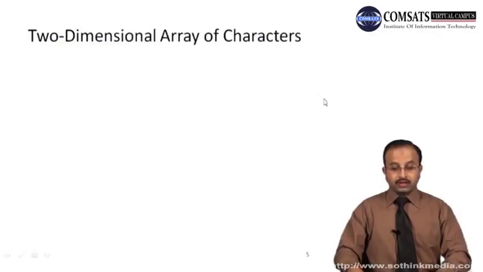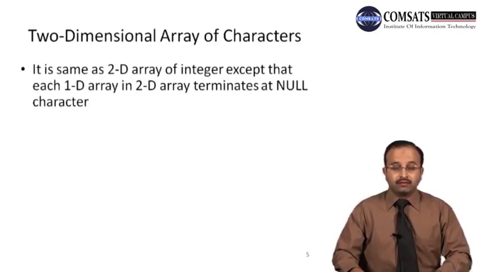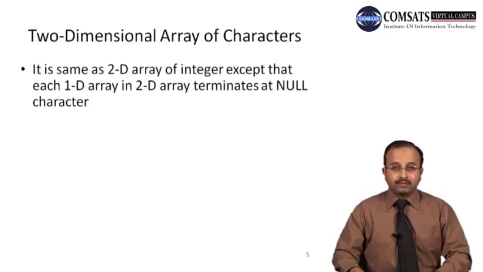Now let's see the two-dimensional array of character. It is same as 2D array of integer, except that each 1D array in a two-dimensional array terminates at null character. We have seen when we were on 2D array of integers, that each 2D array of integers is basically composed of a combination of 1D arrays, right? One or more than one 1D arrays. So same is the case here, that 2D array of character is basically composed of 1D arrays, and each 1D array terminates at null character.